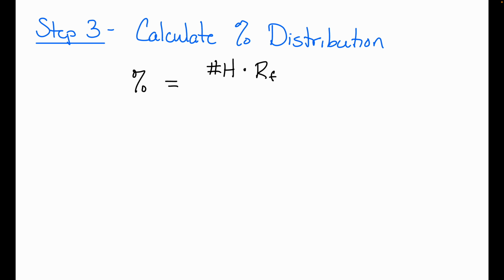Right? So we're accounting for not only the reactivity of primary versus secondary versus tertiary, but also the number of hydrogens present in that chemically distinct group. And in order to get your percent, you're going to have to divide this by the sum of number of hydrogens times reactivity factor for all of your products. And then since it's a percent, we're going to multiply by 100.